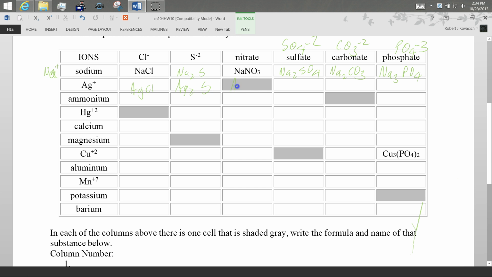Ag2S, and then AgNO3, I can't really see that, and then Ag2SO4, and then Ag2CO3, and then Ag3PO4. Which other, what else is going to look the same? Is there going to be another row that looks similar to this?